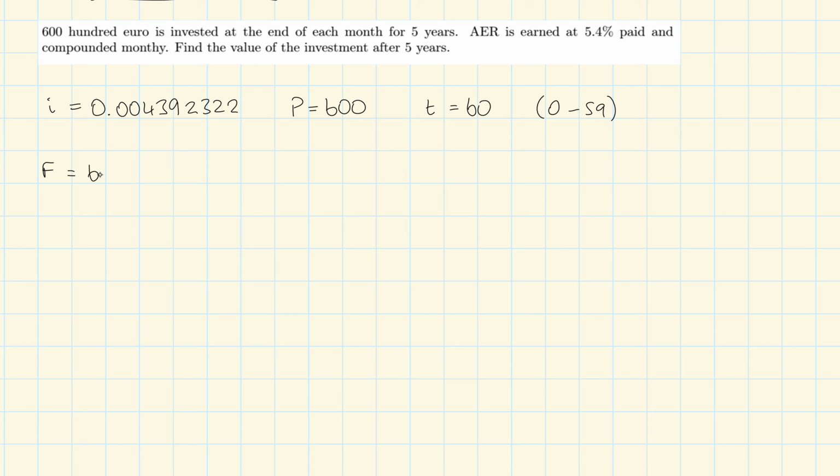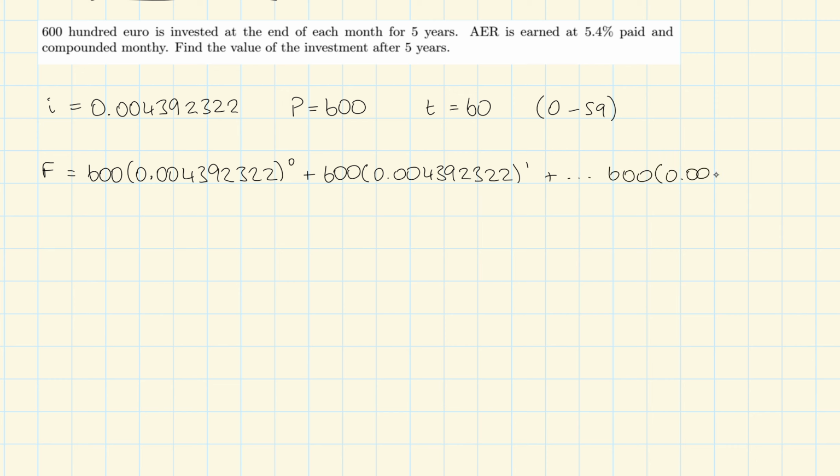So we get f is equal to 600 times 1.004392322 to the power of 0. Then we'd have to the power of 1. So if you have any question, an investment question that mentions end of the month, it'll be the same idea there. To the power of 1, and so on. And then the last payment. So this is, well, technically the first investment into the account. And that sits in it for 59 months because it's the end of the month.